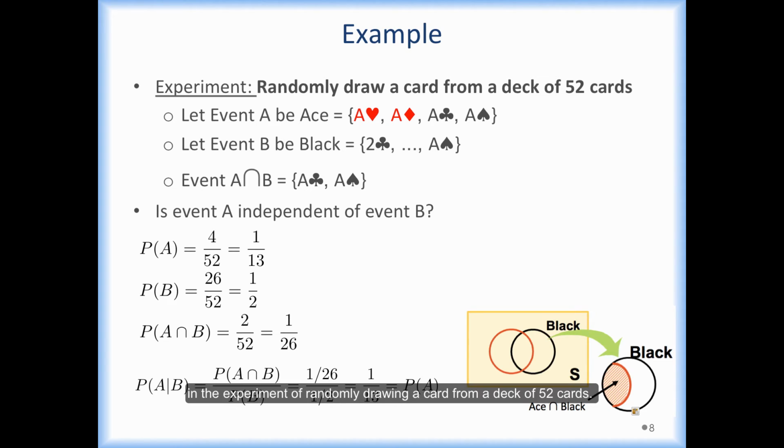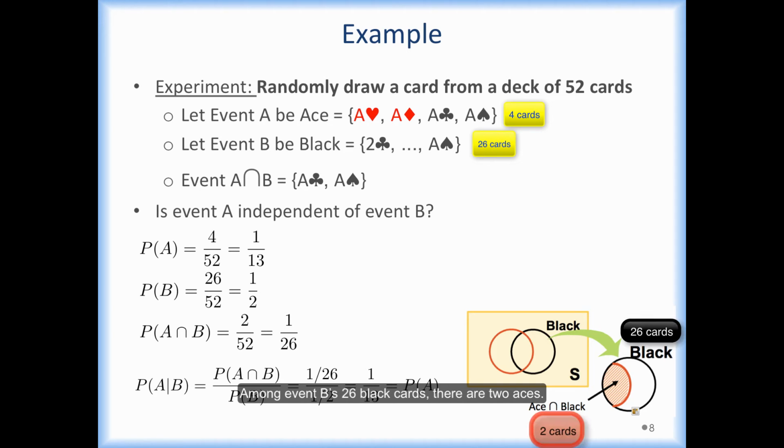For example, in the experiment of randomly drawing a card from a deck of 52 cards, we let event A be getting an ace, and event B be getting a black card. Event A contains 4 cards. Event B contains 26 cards. Among event B's 26 black cards, there are 2 aces.